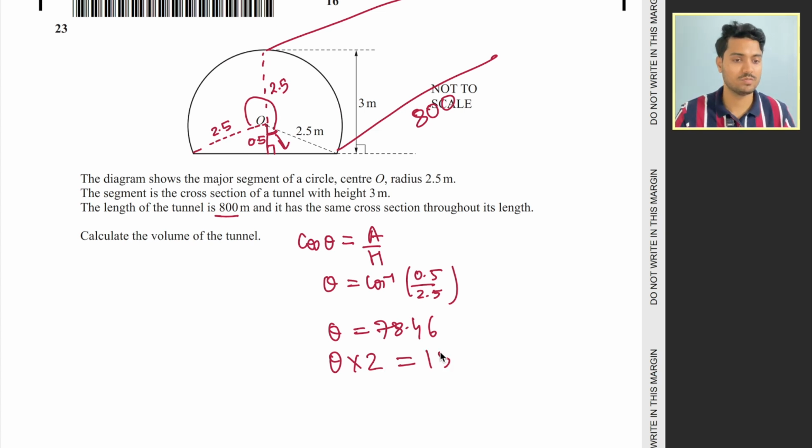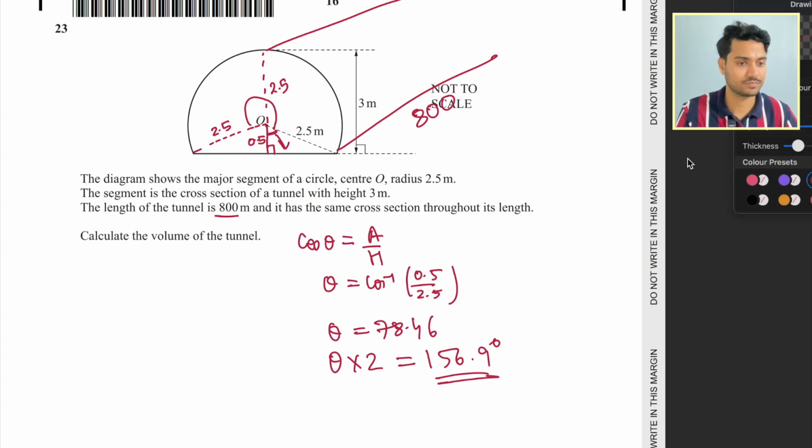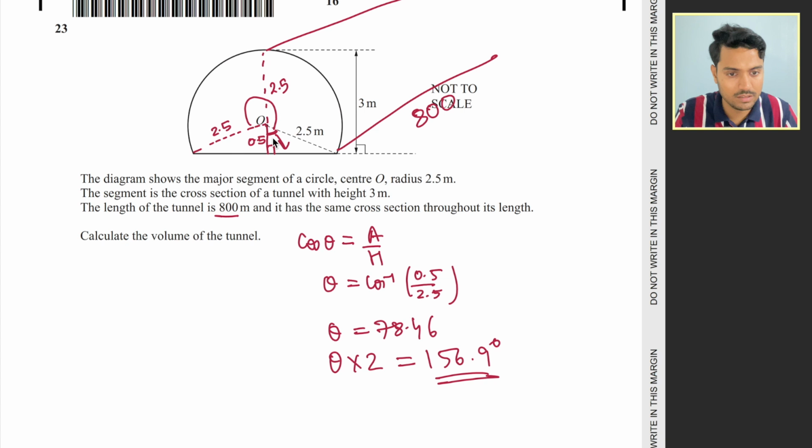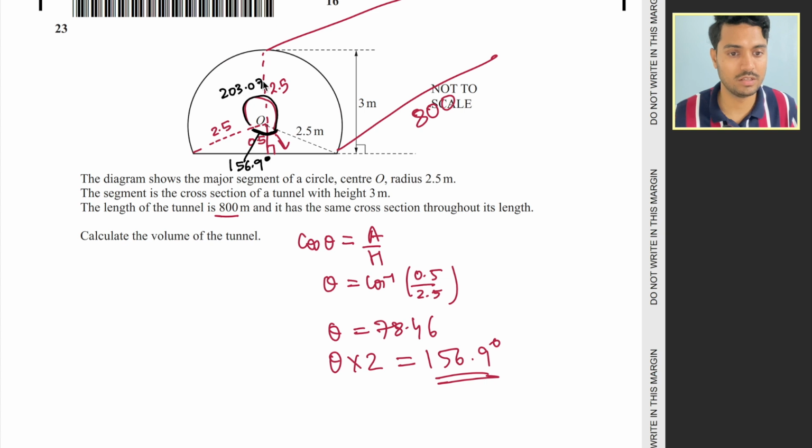Now this theta multiplied by 2 will be 156.9 degrees. Why 2? Because we need this angle. Now this angle is 156.9 degrees. This angle will give us the reflex angle, which is going to be 360 minus answer, which is 203.07 degrees. And now we'll get our answer quickly.